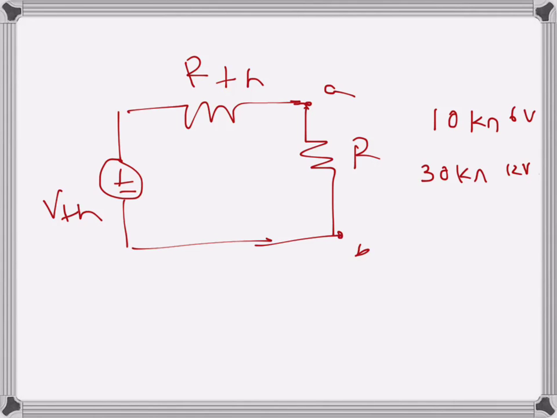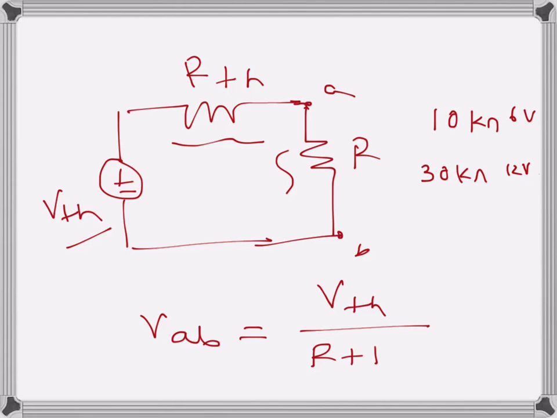If we write the equation, we can get VAB from the voltage divider rule. This voltage is getting divided between these two resistances, R Thevenin and R. So VAB will be V Thevenin over R plus R Thevenin, times R. This is the voltage divider rule equation. So we have two conditions: when 10 kilo ohms, 6 volts, and when 30 kilo ohms, 12 volts, and there are two unknowns, so we should be able to solve it.